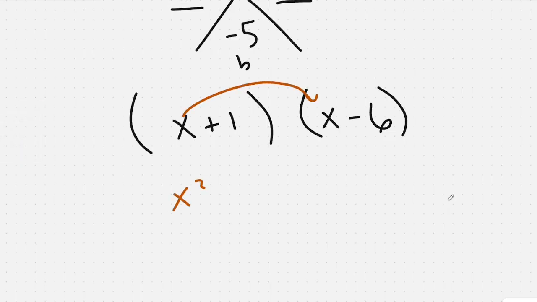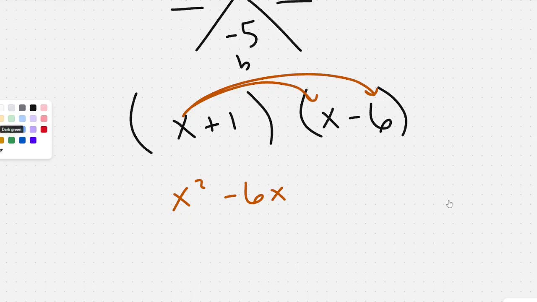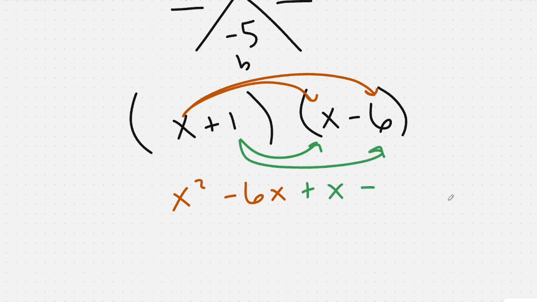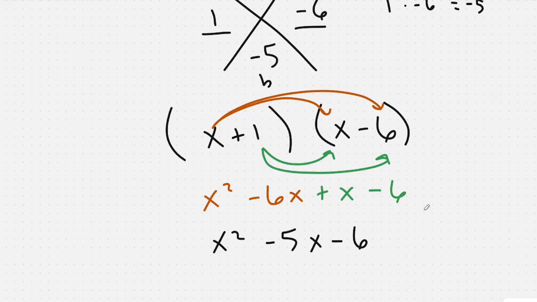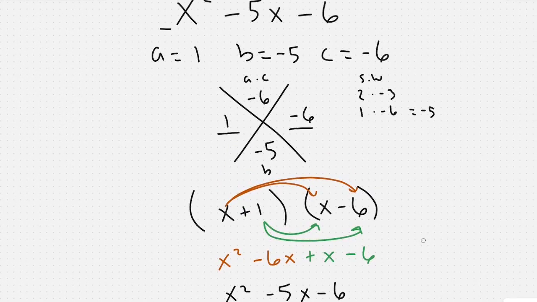X times x is x squared. X times negative 6 gives us negative 6x. 1 times x gives us a positive x. Positive 1 times negative 6 gives us a negative 6. Let's go ahead and combine like terms. We get x squared minus 5x minus 6. And that gives us back to the original.